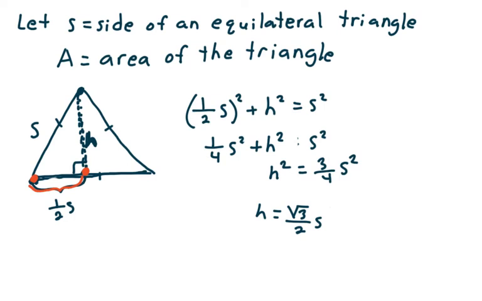By the Pythagorean theorem, I know that (1/2 s) squared plus h squared is equal to s squared, right? And what I'm, again, wanting to do is solve for h in terms of s. So h squared is 3/4 s squared, and h is equal to square root of 3 over 2 times s. So what I'm doing here is deriving the area formula for an equilateral triangle. An equilateral triangle has its own specific area formula.